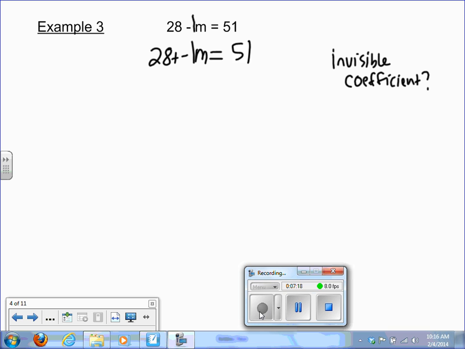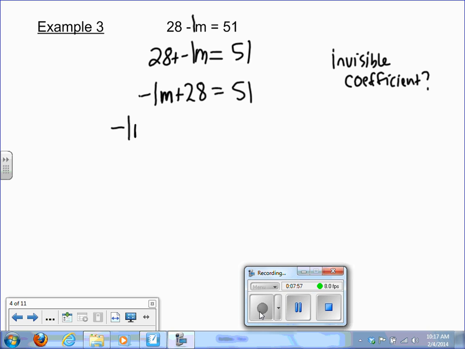Okay? So, what should we do next? We've already got equivalent addition. Next step, Brian. Well, you should switch them around. So you have negative 1m plus 28 equals 51. Good. Rearrange if you want. We should rearrange because it helps us know what we eliminate first. What are we going to get rid of first? Christian. We're going to eliminate the constant, which is 28.